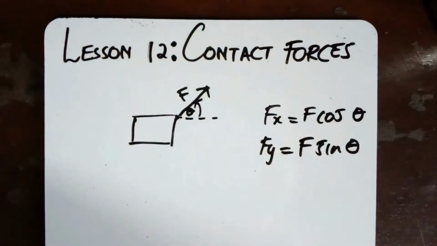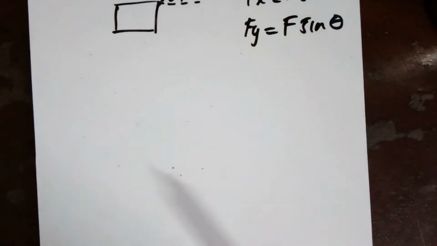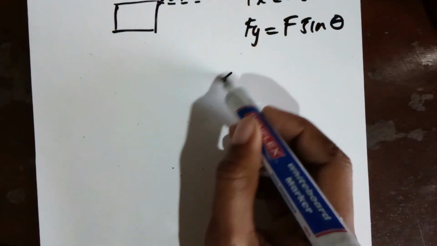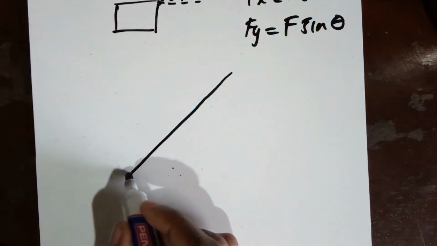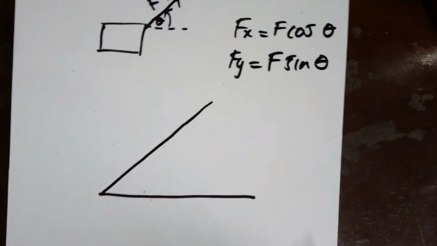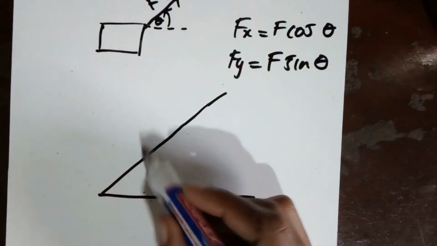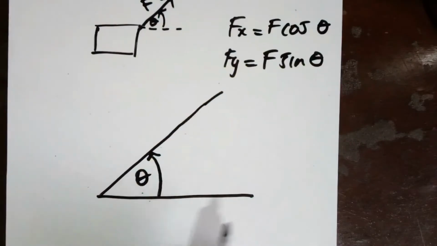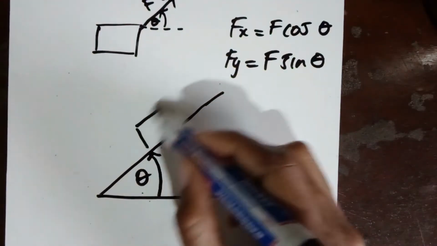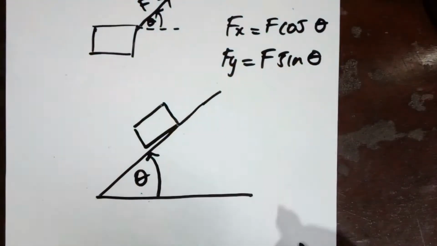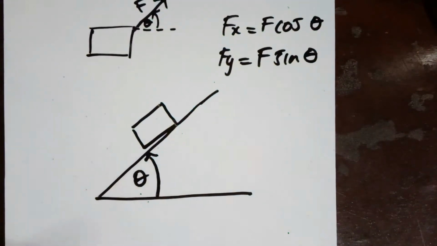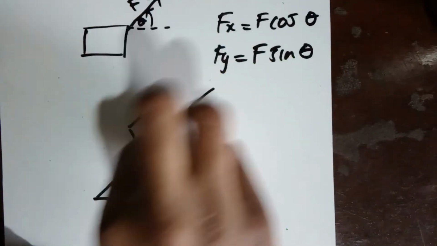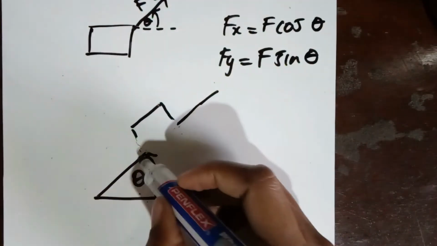So what about forces that act on an object on a slope, as we are most familiar with in class? I'm sure you might have been introduced to something like this, where the slope makes an angle with the horizontal, and you have an object sitting on that slope. I'm not going to draw all the forces that act on this object, only consider weight for now.